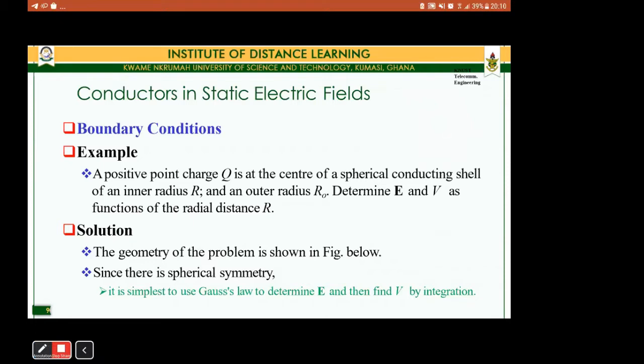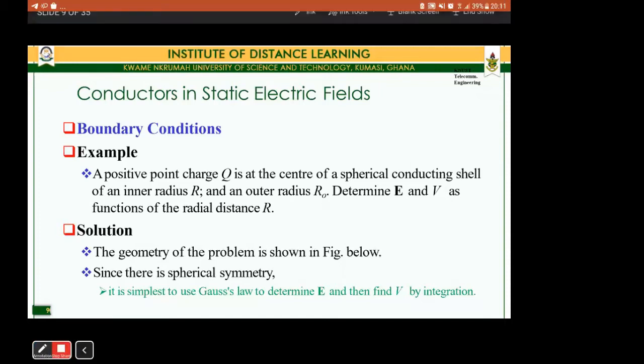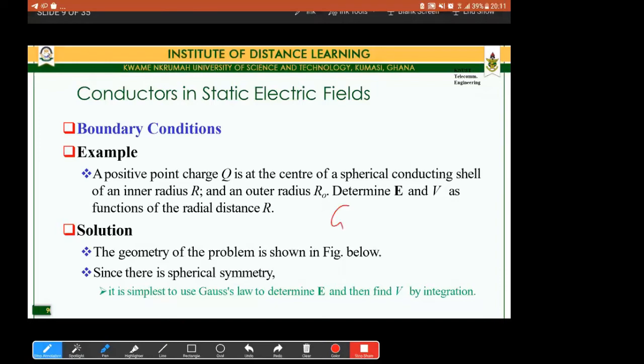So now let's look at the geometry. Because you have a charge inside a conducting shell, remember that the conducting shell forms what we called previously what kind of surface? A Gaussian surface. It's a Gaussian surface because the electric field at any point on the surface of the shell will be the same, and it has spherical symmetry. So it is simplest to use Gauss's law to determine the electric field and then find the potential by integration.